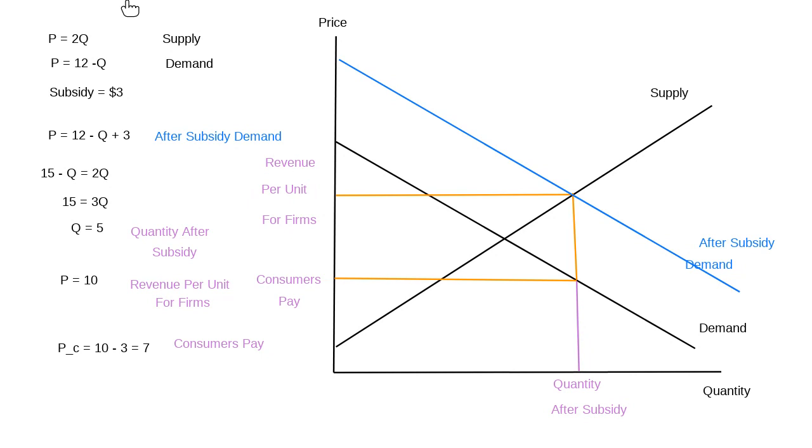All right, so if we look at the answers, it cannot be C or D, right? Because we got that Q is equal to 5, not 3. So we can eliminate C and D. Answer A tells us that the consumers pay $10 per gallon, but that can't be because we found that the consumers pay $7. So the answer here is B. Q equals 5, quantity after subsidy, and revenue per gallon is $10, which is here.